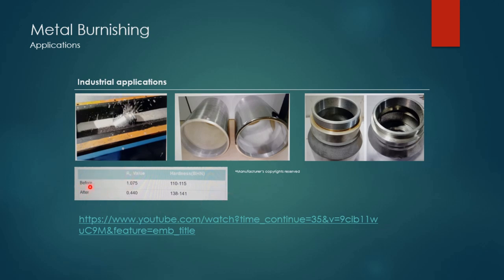The RA value earlier, before burnishing, was 1.075 microns. After burnishing, it came out to be 0.45 or 0.44 microns. And again, hardness in the earlier case was 110 to 115, but after burnishing, it improved to 138 and 141. Now this hardness we're talking about is always a surface hardness and never a hardness of the material as a whole or at the core of the material. It is always at the surface, since cold burnishing is basically a surface treatment or surface finish operation.